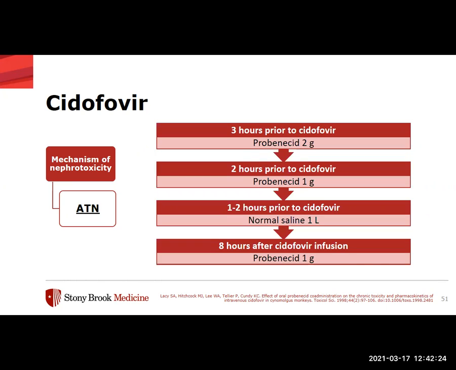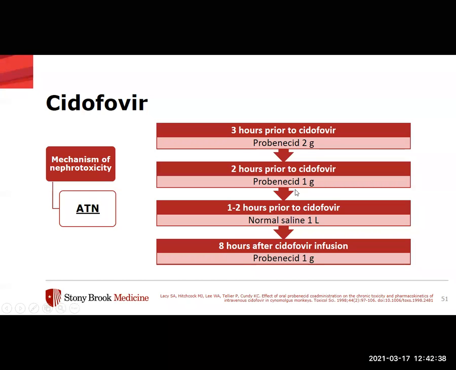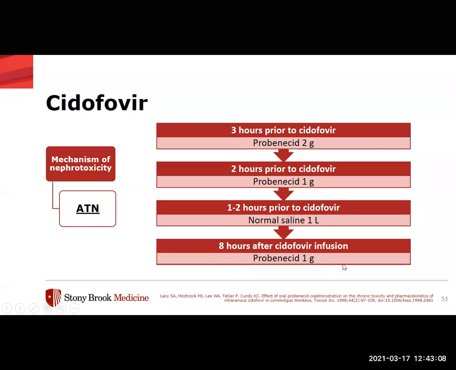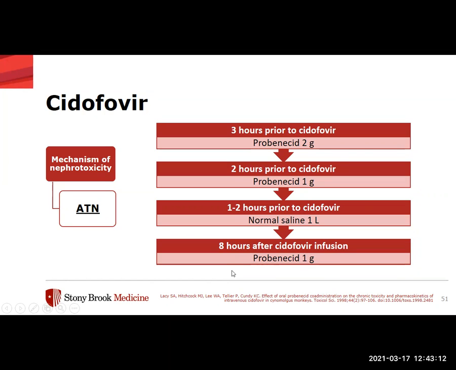So again, I just included this as a visual for the timeline of cidofovir therapy. Three hours prior to the cidofovir dose, premedication with 2 grams of probenecid is recommended. This is followed by premedication with 1 gram 2 hours prior to the cidofovir dose. In addition to probenecid, patients should also receive 1 liter of normal saline infused over 1 to 2 hours prior to cidofovir use. Also, if tolerated, patients may receive 2 liters over 1 to 3 hours at the start of or immediately following cidofovir infusion. And then finally, we end the timeline 8 hours after cidofovir infusion, where 1 gram of probenecid should be given again. So these therapies given in conjunction with cidofovir aim to diminish the nephrotoxicity that accompanies the drug.